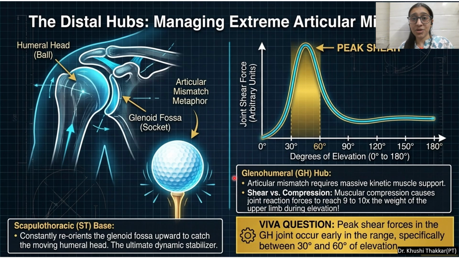Also remember, this articular incongruence always requires massive muscle, that is kinetic support. Kinematic forces and kinematic movements are always there, but the major support is by kinetic muscle support. And there are always shear and compressive forces. These forces cause the joint reaction force to increase significantly during weight lifting or any movement of the upper limb during elevation. For your exams, always remember that peak shear forces in the glenohumeral joint occur early, specifically between 30 degrees to 60 degrees of elevation.